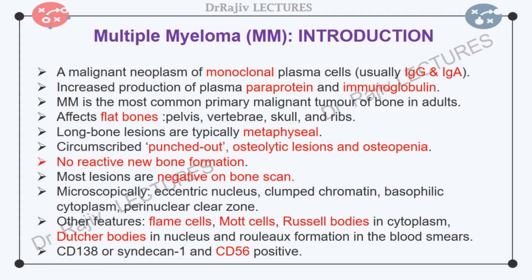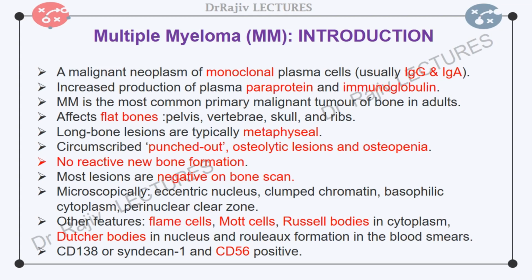Multiple myeloma is a malignant neoplasm of plasma cell origin. There is malignant proliferation of monoclonal plasma cells. There is increased production of plasma paraprotein and immunoglobulin, particularly IgG and IgA. Multiple myeloma is the most common primary malignant tumor of bone in adults.